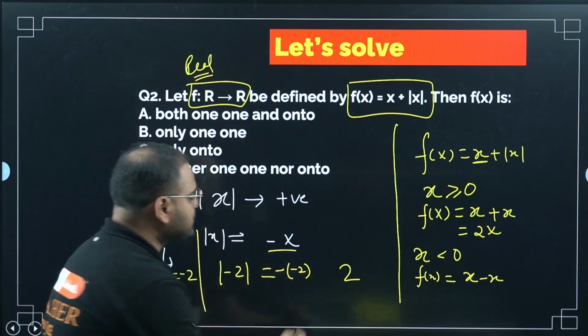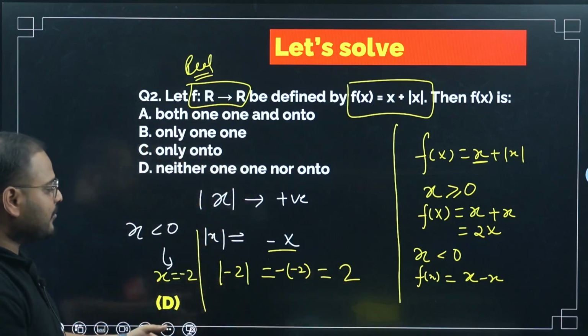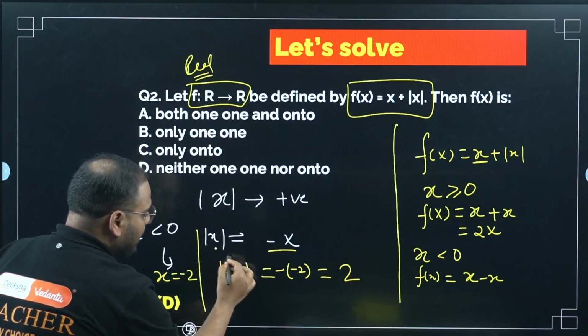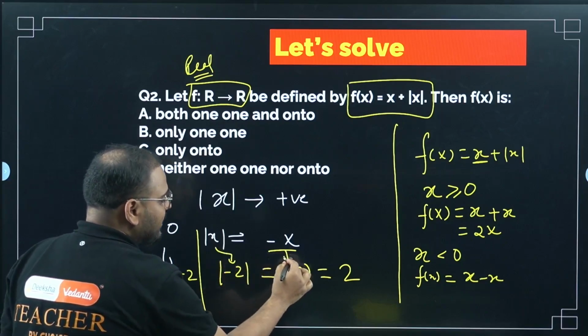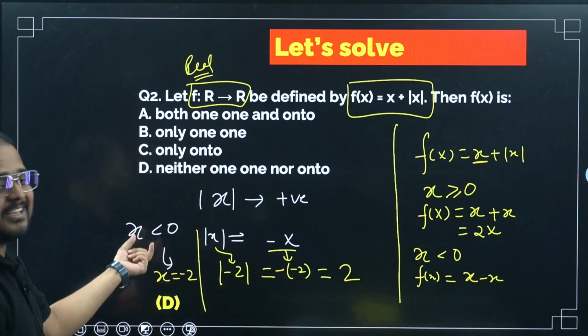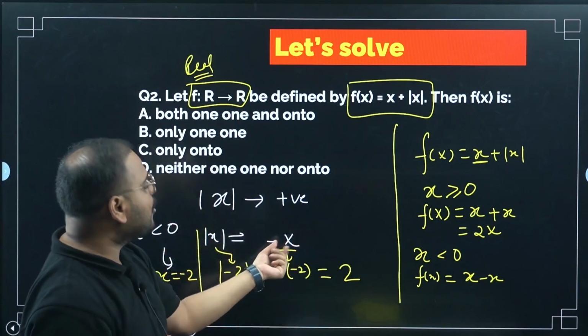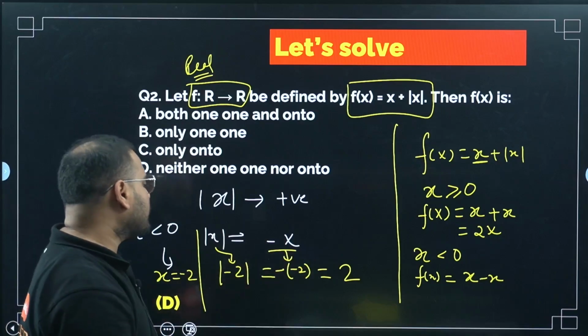So minus and minus becomes plus. So basically what I'm trying to say is, this was my x and this is minus x. Whenever you take x less than 0, mod opens with minus x. If you take x greater than 0, mod will open as plus x. I hope this is clear.